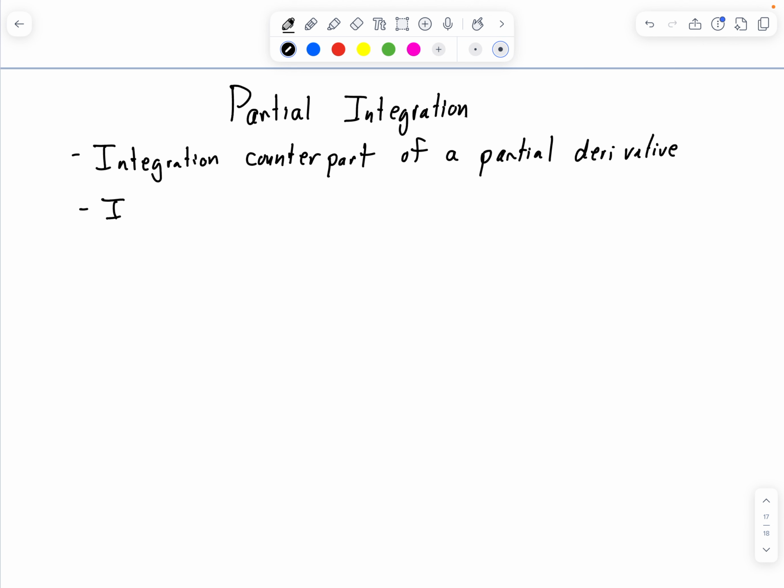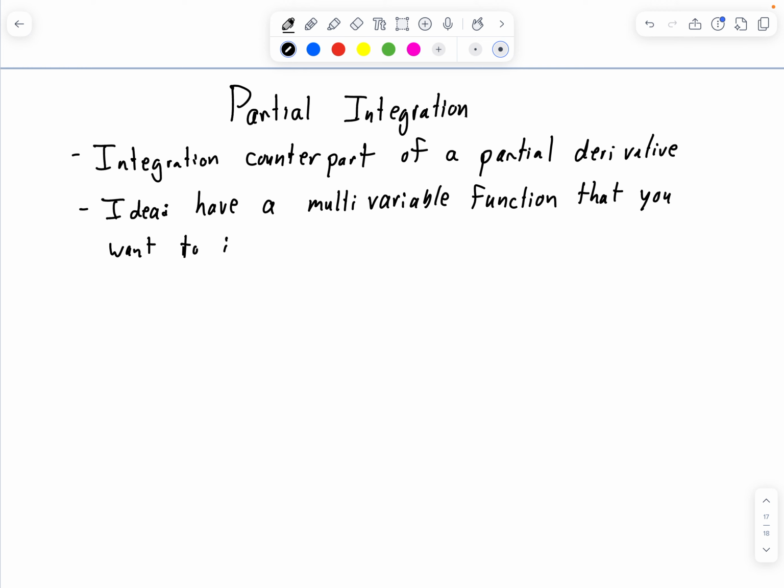The big idea here is that we have a multivariable function. For example, a function that depends on x, y, and z, and you want to integrate that function, but only with respect to one of those variables. So with respect to only one variable.